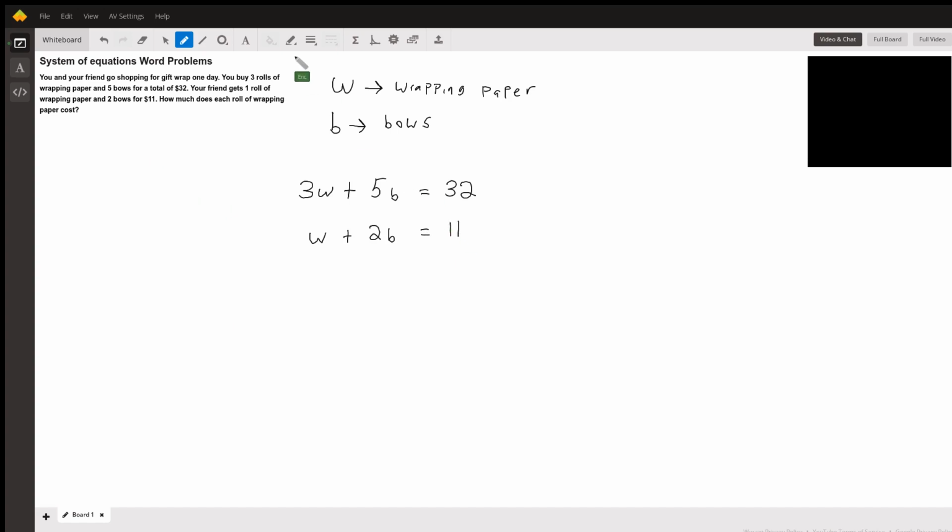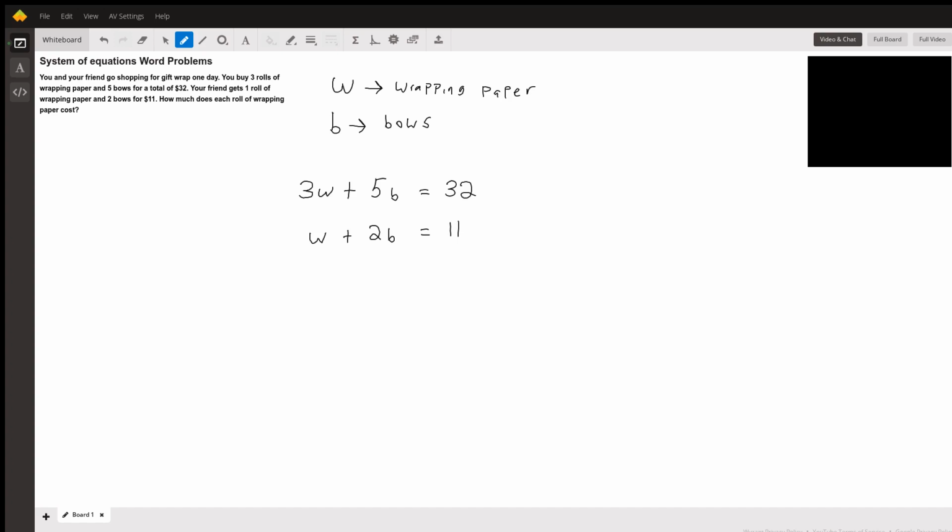So now we have our system of equations set up, and we can solve it using a couple methods. If you would like to use substitution, you need to isolate a variable. So probably the easiest variable to isolate when you're looking to solve by substitution is looking for a coefficient of 1 or negative 1. And we do have a coefficient of 1 in our second equation, the 1W.